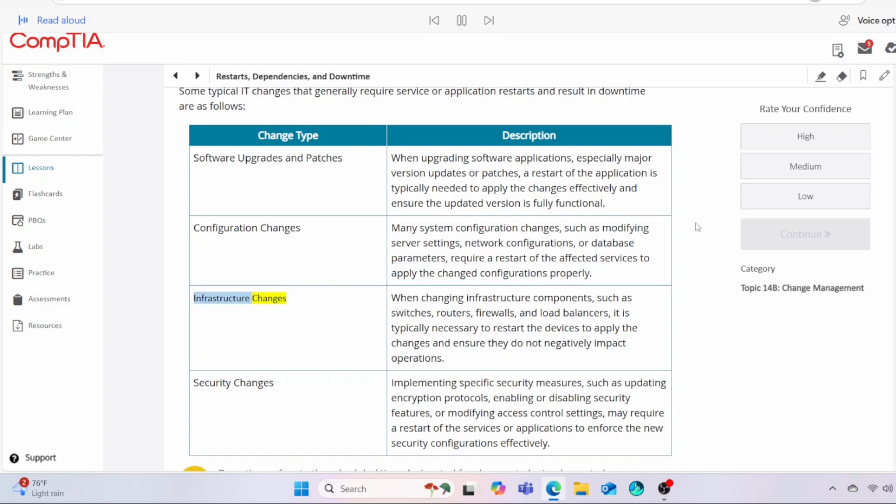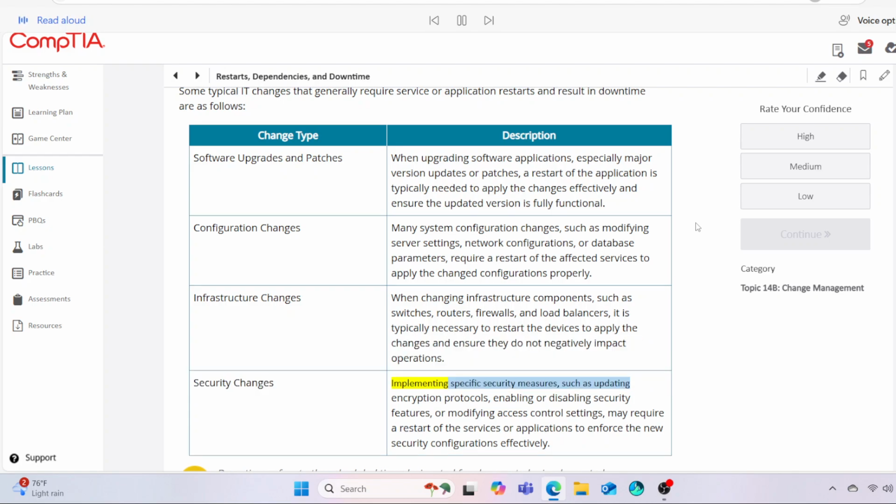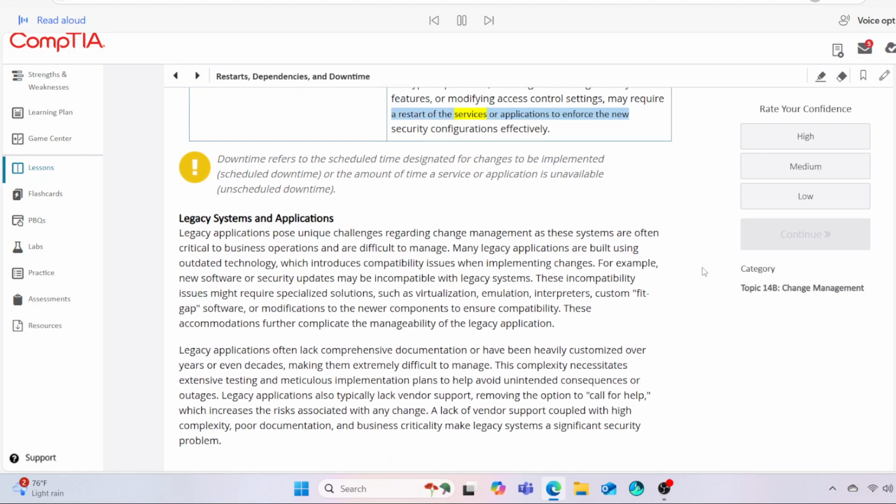Infrastructure changes. When changing infrastructure components, such as switches, routers, firewalls, and load balancers, it is typically necessary to restart the devices to apply the changes and ensure they do not negatively impact operations. Security changes. Implementing specific security measures, such as updating encryption protocols, enabling or disabling security features, or modifying access control settings, may require a restart of the services or applications to enforce the new security configurations effectively.